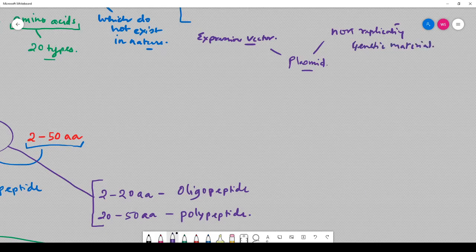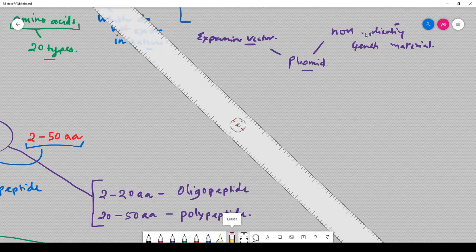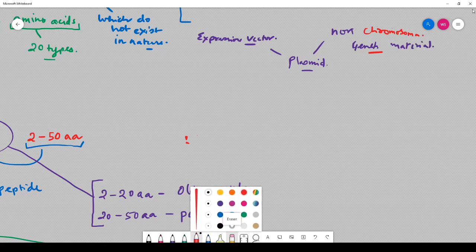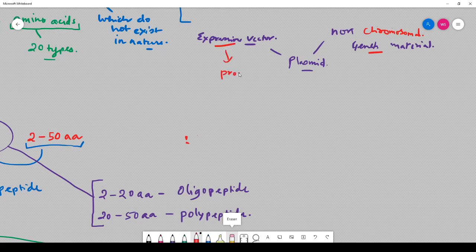Not non-replicating, they are non-chromosomal, sorry. Okay, so they are non-chromosomal genetic material. Non-chromosomal. Okay, so what is the property of the expression vector? The property of the expression vector is it can produce protein. Okay, so into this expression vector only we are putting the information.